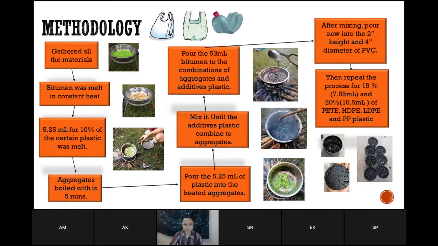For our methodology, the first step, we gathered all the materials. Bitumen was melted in a constant heat. The 5.25 ml, or 10%, of the certain plastic was melted. Aggregates were boiled within five minutes. Pour the 5.25 ml of plastic into the heated aggregates. Mix it until the additive plastic combines with the aggregates. Pour the 53 ml of bitumen into the combination of aggregates and additive plastic. After mixing, pour it into a PVC mold 2 inches in height and 4 inches in diameter. Then repeat the process. The slide shows some pictures of our phosphalt samples.